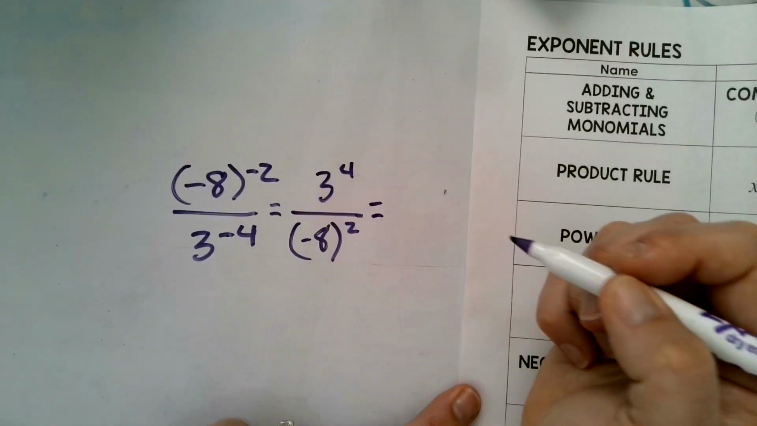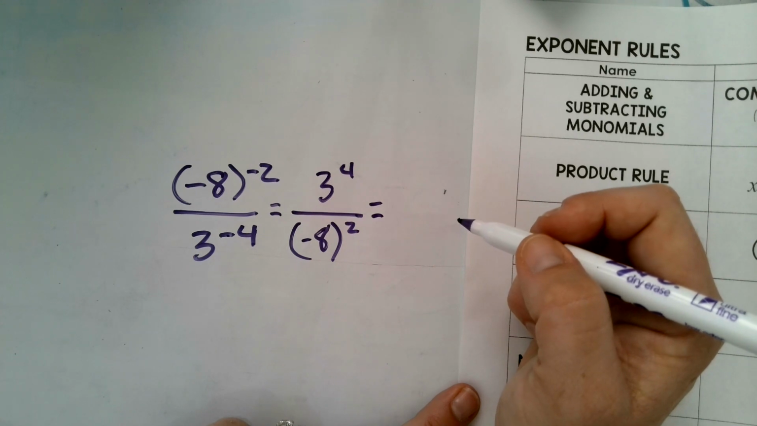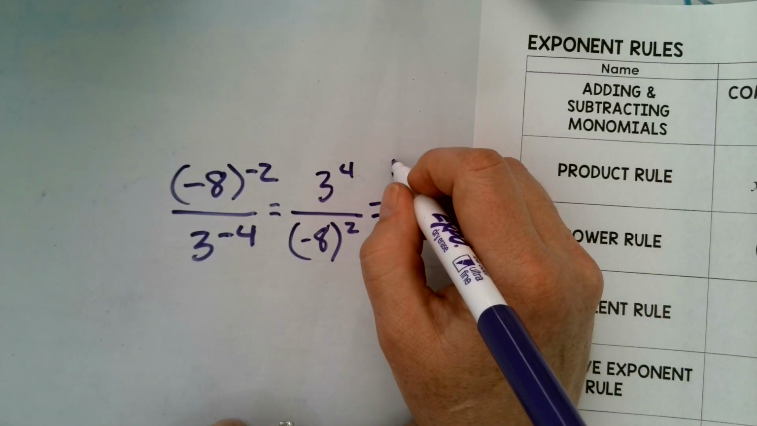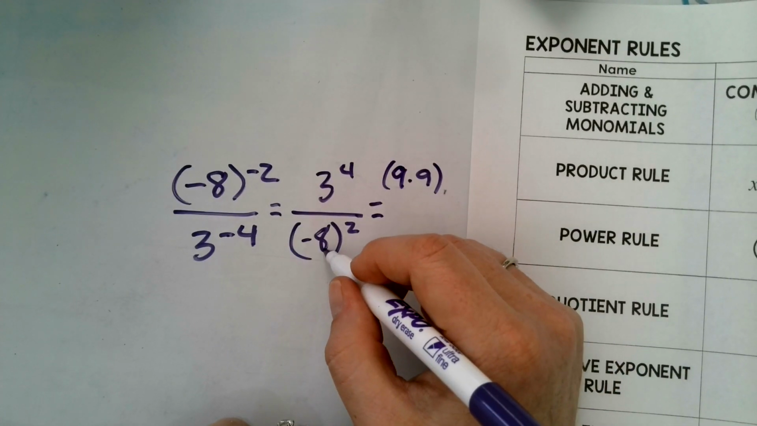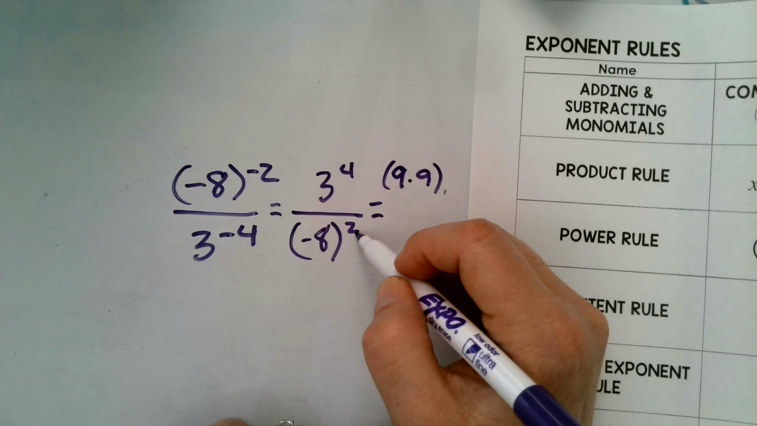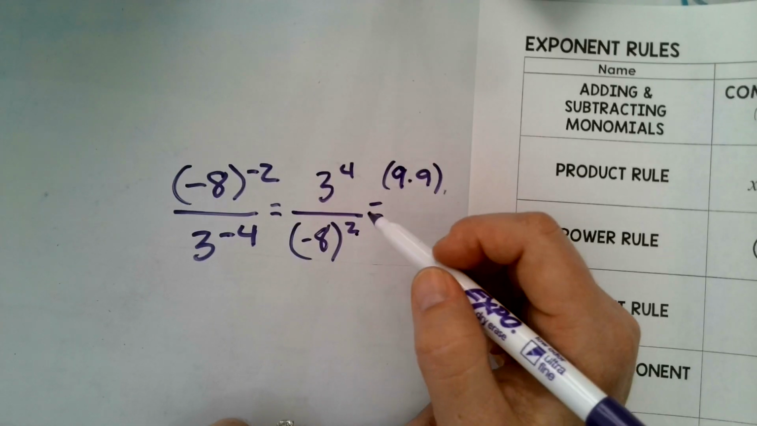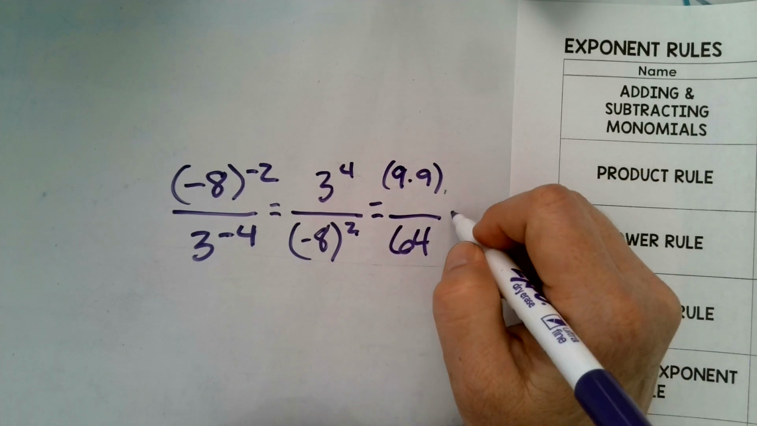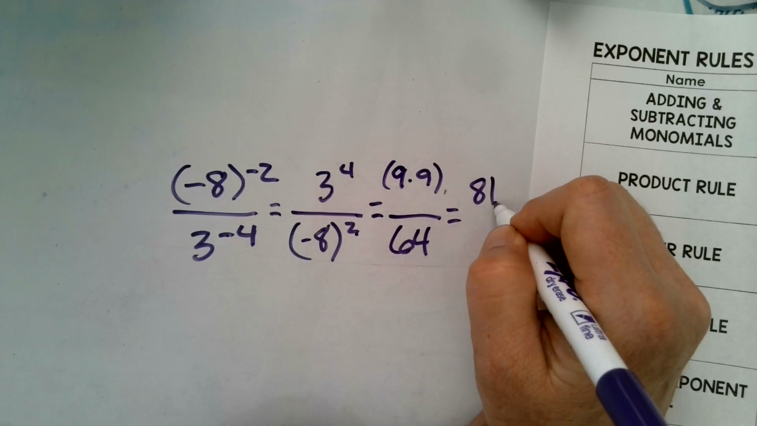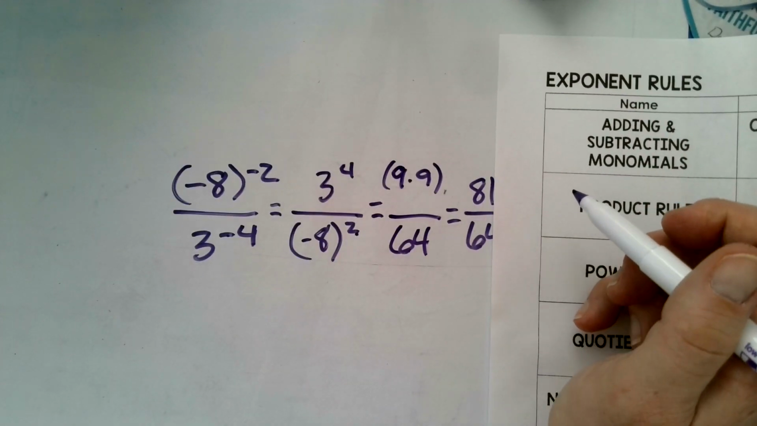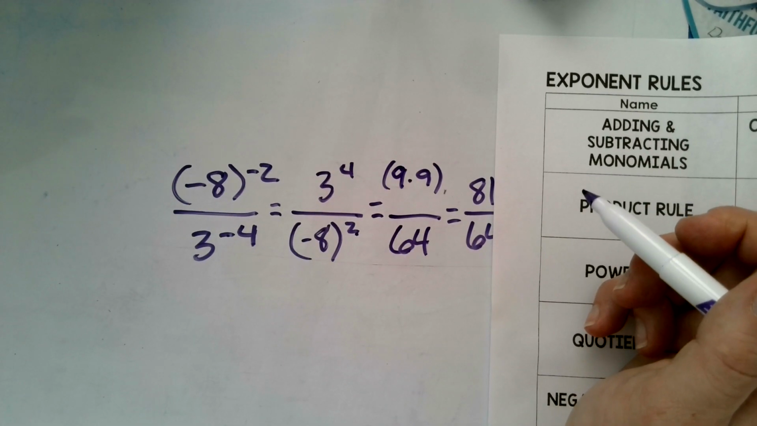So 3 to the 4th would be 3 times 3 times 3 times 3, or you could think of it as 9 times 9, right? So 9 times 9, and then negative 8 squared. Anytime you have a negative raised to an even power, you know it's going to be positive. So 8 times 8 would give us a positive 64. So if we simplify further, we have 81 over 64. And I don't think that's going to simplify down at all.